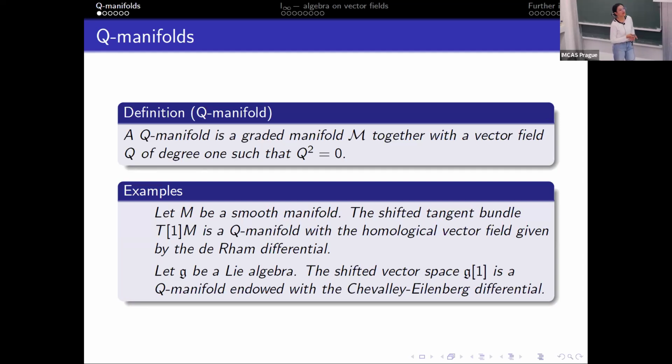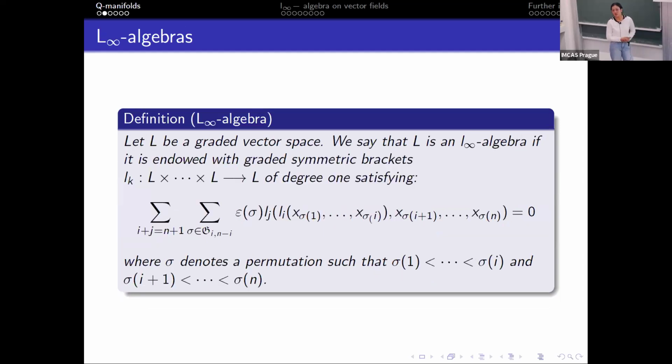And now we would like to introduce a more algebraic concept, which is an L-infinity algebra. For this, we need to take a graded vector space L. We consider graded symmetric brackets l_k from the k-th power of L to L, and they satisfy the so-called generalized Jacobi identity, which is the formula written here. Then this space L will be referred to as an L-infinity algebra.